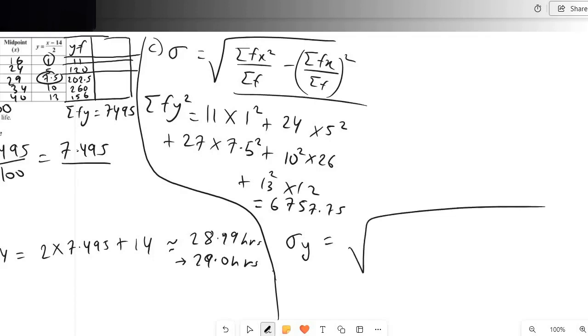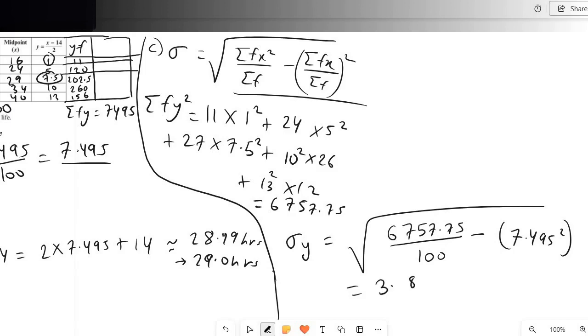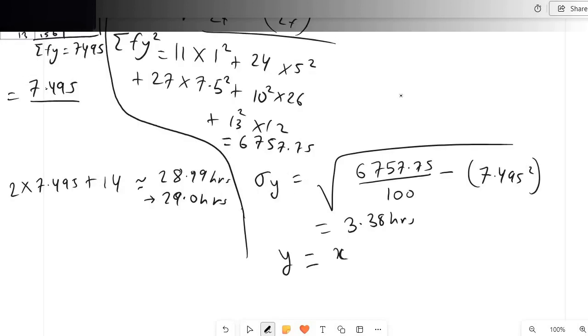Now we can apply the formula for the standard deviation of y. So the square root of 6,757.75 divided by the total number of frequency, or summation of f, which is 100, minus the mean squared. The mean was 7.495, if you remember. So this squared, and this gives us a value of approximately 3.38 hours.